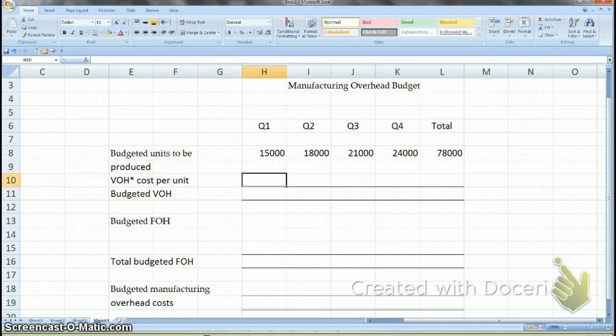Then you know that your variable overhead cost per unit is 45, which they've also given you. Now you can calculate your budgeted variable overhead, which is done by multiplying the number of units to be produced by your variable overhead cost per unit.